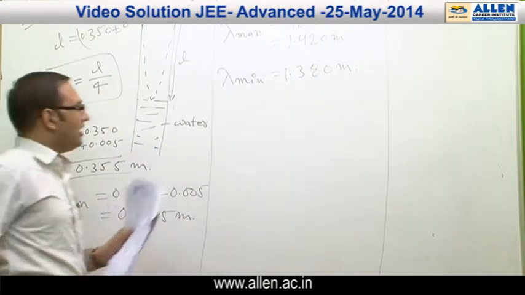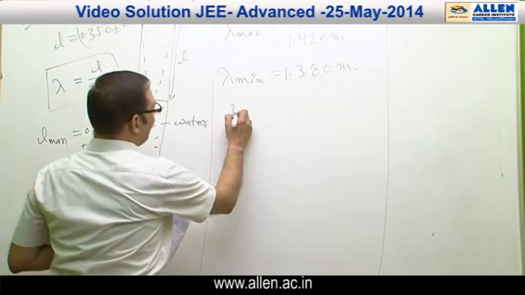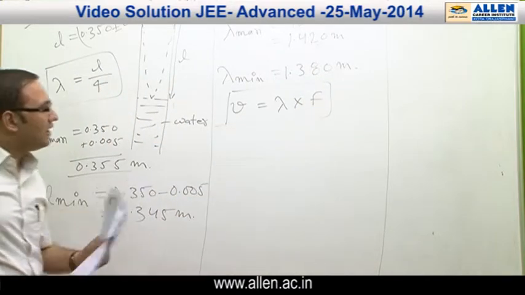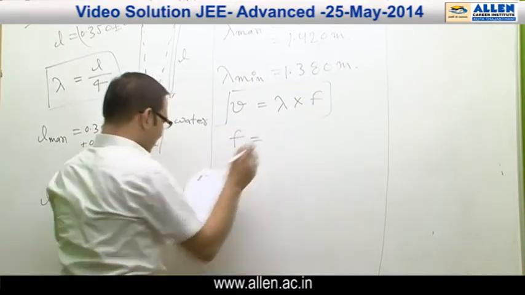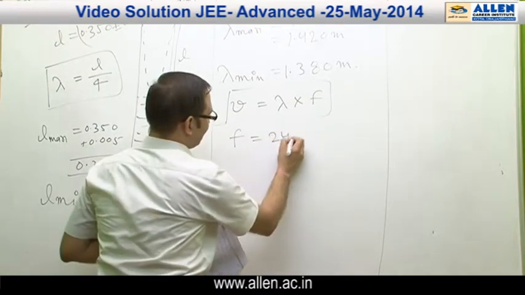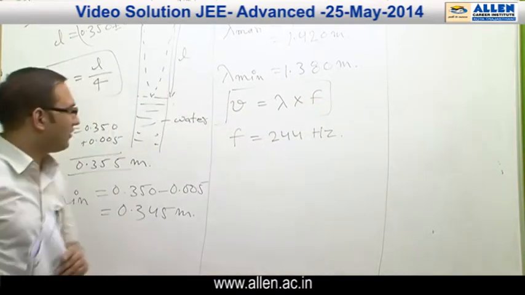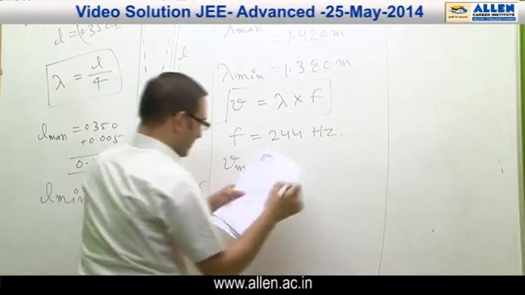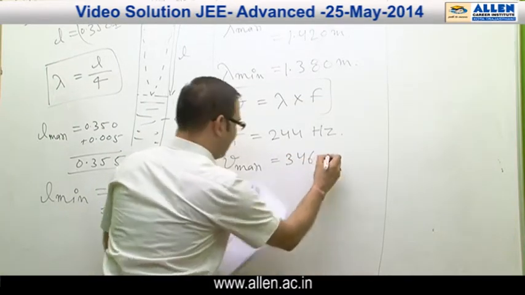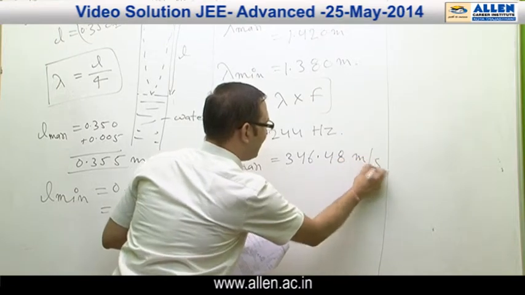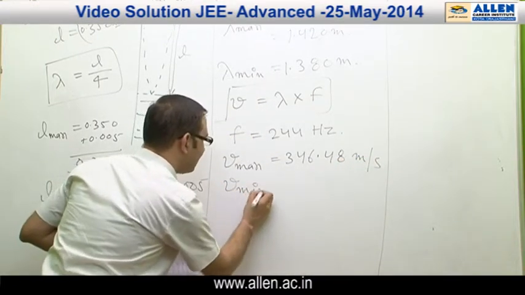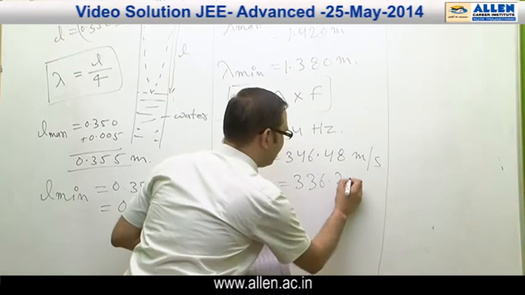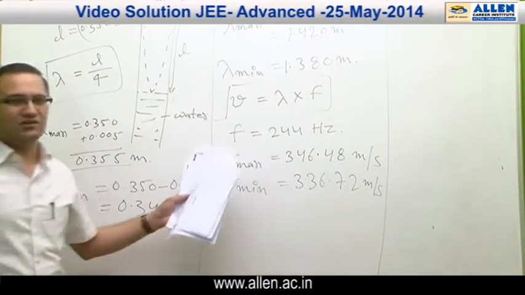Using this range of wavelength we can find a range of speed of sound also. As we know, the speed of sound V equals lambda into F. This is the formula of speed of sound, in which the frequency is given as 244 Hertz. So V max comes to be 346.48 meter per second, and V min comes to be 336.72 meter per second. This is the range of speed of sound.